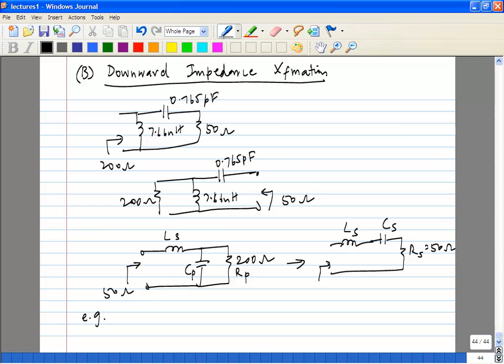So let's say we want to do, so obviously we know that if you want to go from 50 to 200 at 2.4 gigahertz as we did last week, we'll get the original values of the low pass network, which is 5.75 nanohenry for the series inductor and 0.575 picofarad for the capacitor. But what we'll do is we'll do it at a different frequency. Okay, and we want to go from 50 to 200 ohms.